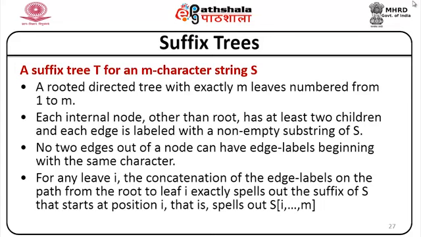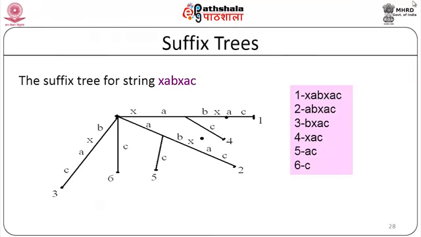Each internal node other than the root has 2 children, and no 2 edges can have the same edge labels. So this is what we are going to try to say. For example, let us look at the suffix tree. Please note this is for each and every string. So let us look at the suffix string for XABXAC.